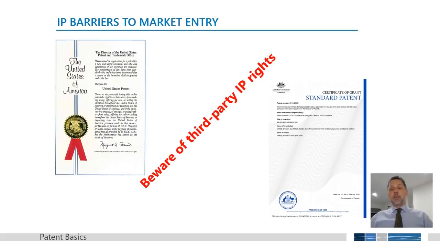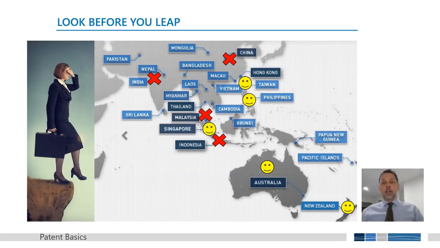So moving now to IP barriers to marketplace entry. Of course, in red, you've got to be aware of third-party IP rights. Look before you leap. Just because you can use your product or process in your country, such as Australia, doesn't mean that you can use it elsewhere. This is because there might be a third-party IP right in that country.